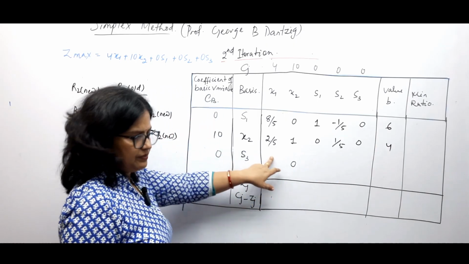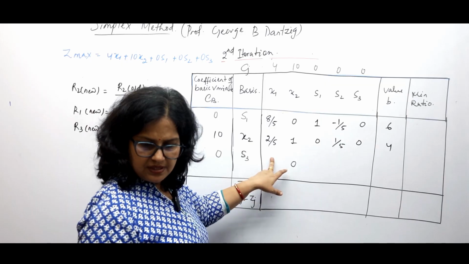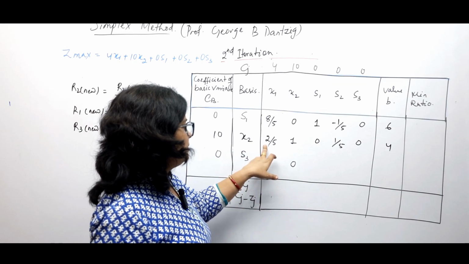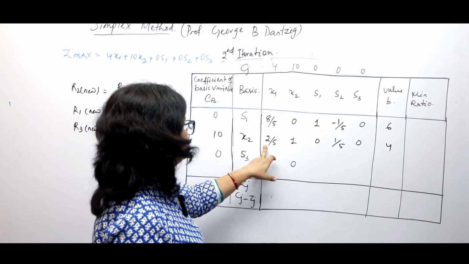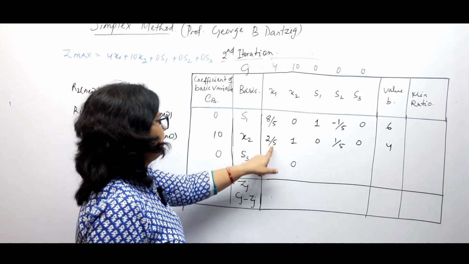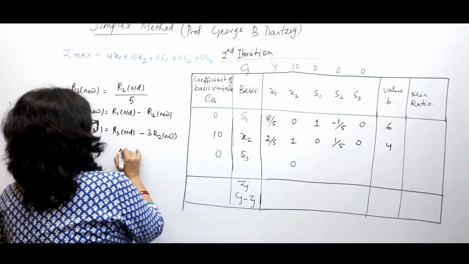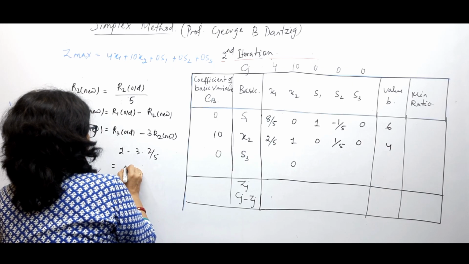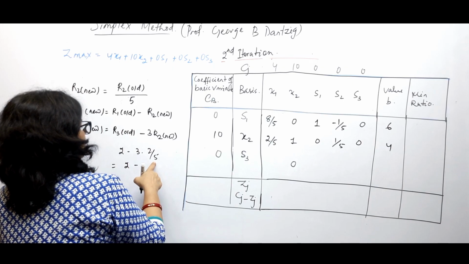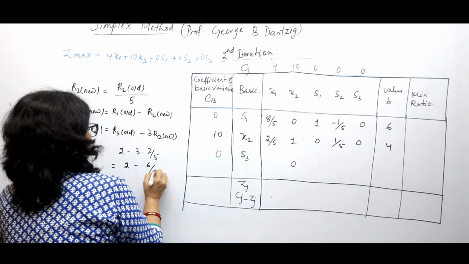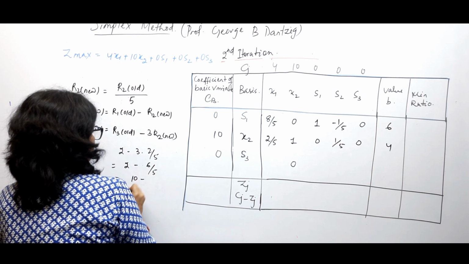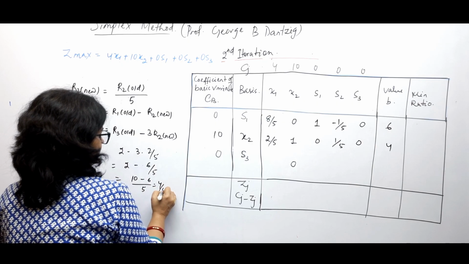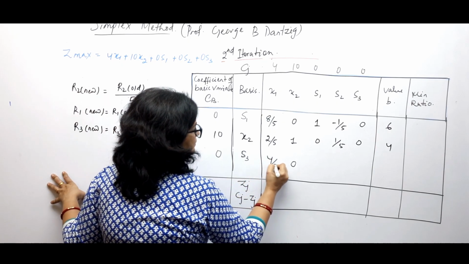What we are having in our previous table? We are having in the previous table 2. So this will be 2 minus 3 into 2 by 5. This is equal to 2 minus 6 by 5. That is 10 minus 6 by 5. That is 4 by 5. You can write 4 by 5 here.